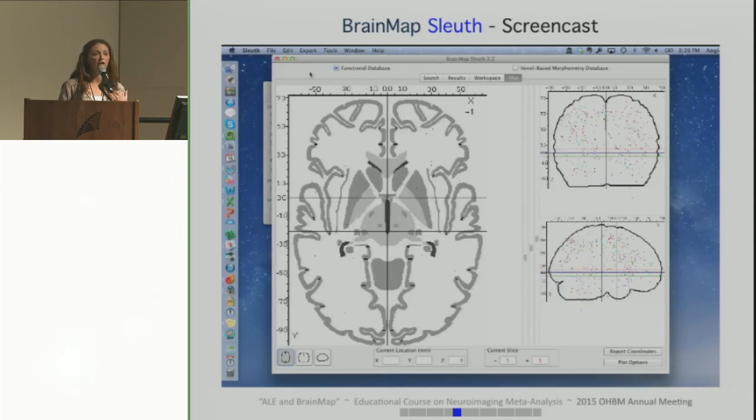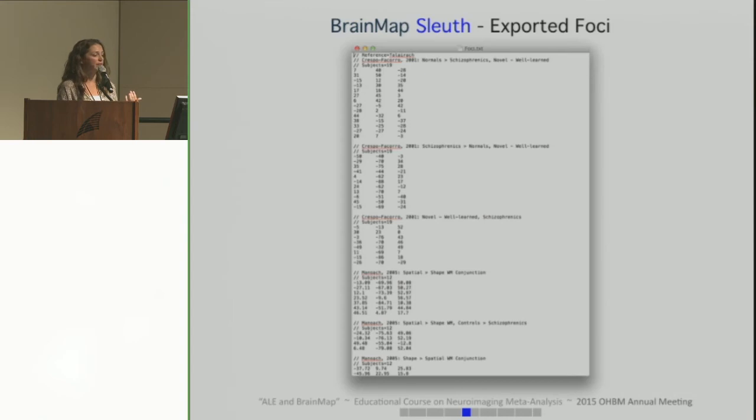This is a key feature if you are doing a GingerALE meta-analysis. You use Sleuth to search for papers that you're interested in, filter the results accordingly, and then you actually export them in a text format and do the meta-analysis in a separate application, GingerALE.